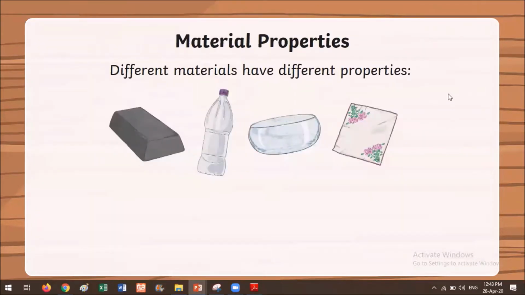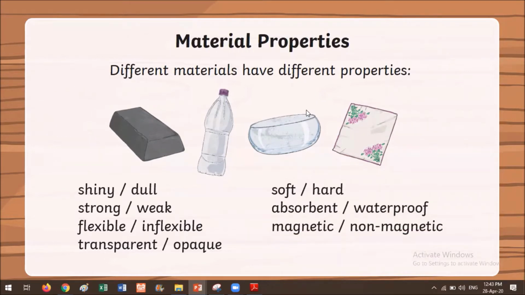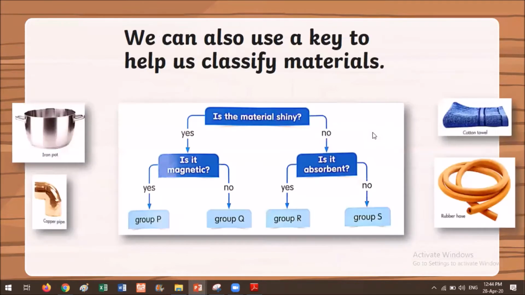Different materials have these different properties. We have shiny and dull, strong and weak, flexible and inflexible, transparent and opaque, soft, hard, absorbent, waterproof, and magnetic and non-magnetic. So what we can do is we can choose whichever set we want to classify them with. What we can also do is we can also use a key to help us classify materials.